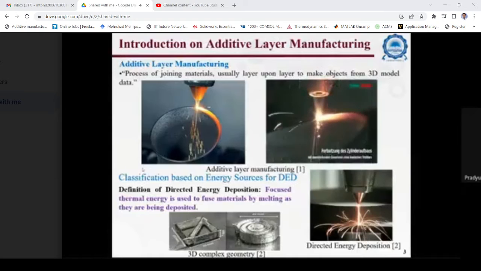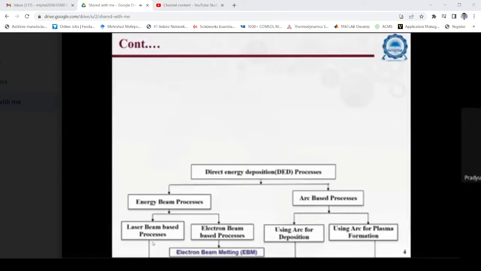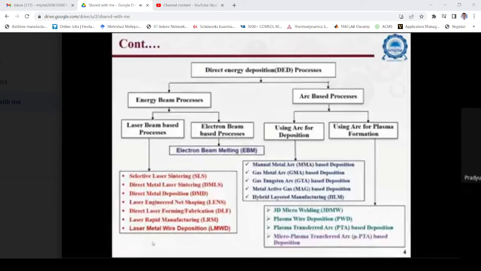Direct energy deposition has the following advantages: the ability to manufacture complex geometry parts, the ability to economically repair damaged components or products, or the ability to modify the surface of a product by coating. Next, the figure shows the classification of direct energy deposition processes for metallic materials according to the type of energy source used. Energy beam and arc based are commonly used heat sources in different additive manufacturing processes.